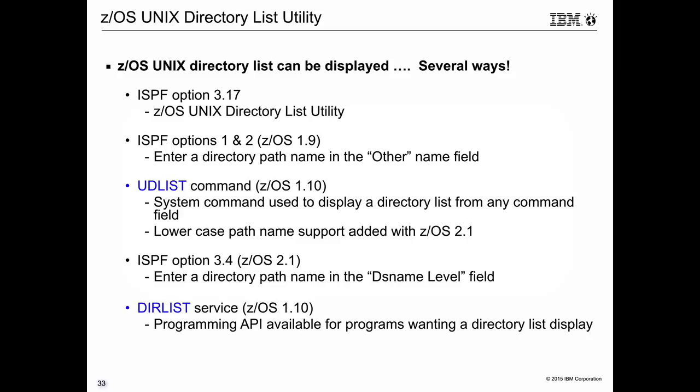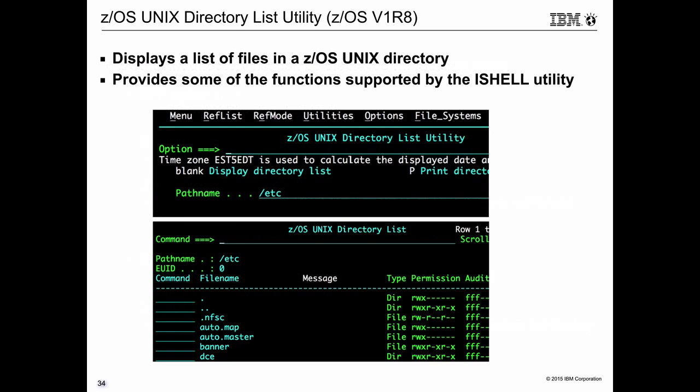We mentioned at the beginning of the dataset list enhancement section, or somewhere in that section, that under 3.4, beginning in v2r1, you can put a Unix path name in the dsname level field. So we've seen that one already. And lastly, z/OS 1.10 added a dirlist service, which is a programming API where from a REXX program or wherever the case may be, you can request the display of a directory list. And we'll see an example of that in just a minute.